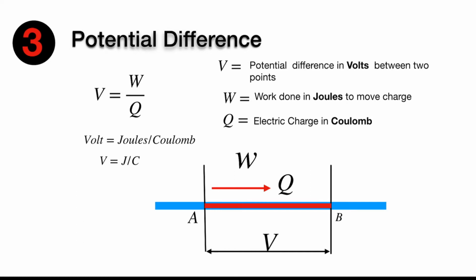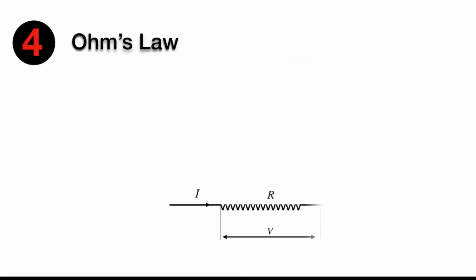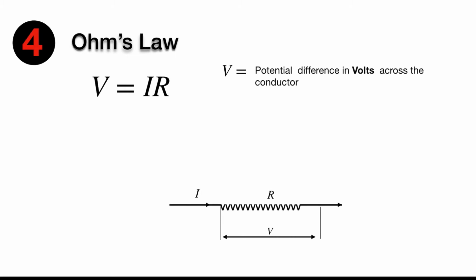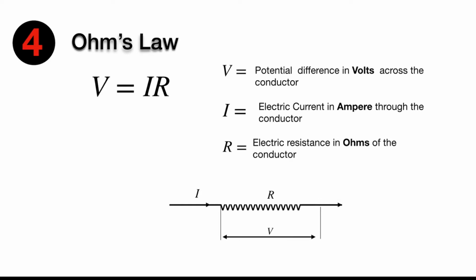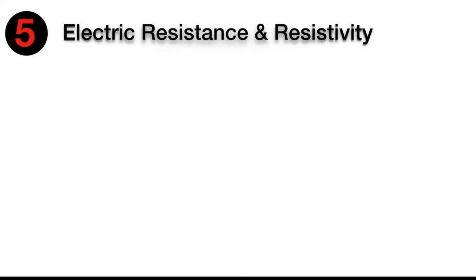As per Ohm's law, if current I flows through a resistor R, then the potential difference V across that resistor is given by V equal to IR, where V is the potential difference in volts, I is the electric current in amperes, and R is the electric resistance in ohms for that conductor. So volt is equal to ampere ohm. If a 1 ampere current flows through a resistor of 1 ohm, the potential difference across that resistor is equal to 1 volt.